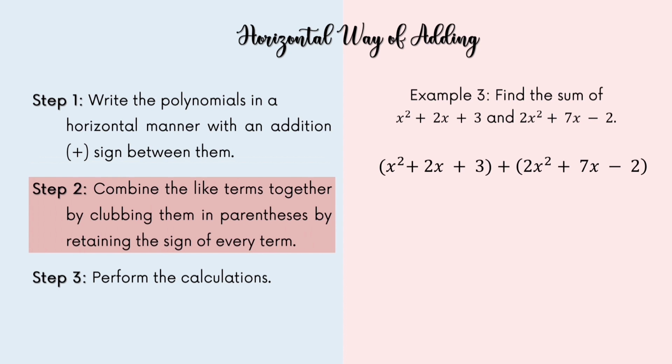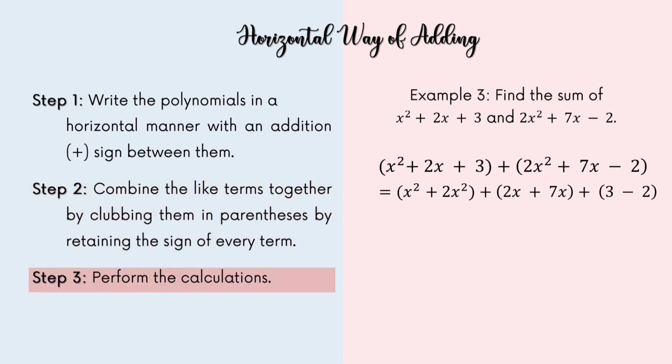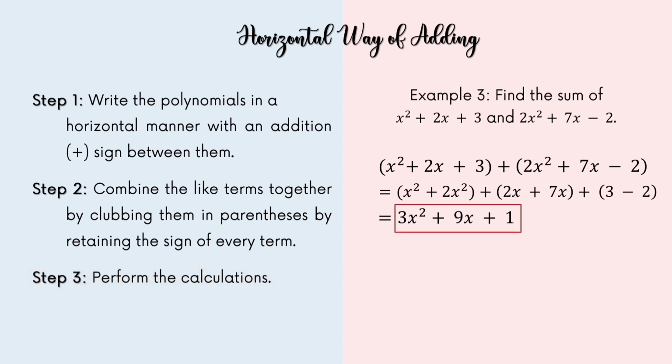We are going to combine the like terms together by clubbing them in parentheses. So x squared plus 2x squared, we can pair that to plus 2x plus 7x, plus the quantity of the constants 3 minus 2. Since we have already grouped the like terms together, we are going to proceed to our step 3, which is to perform the calculations. So x squared plus 2x squared is equal to 3x squared, and 2x plus 7x is equal to 9x, and 3 minus 2 is equal to 1. Therefore, our final answer is 3x squared plus 9x plus 1.